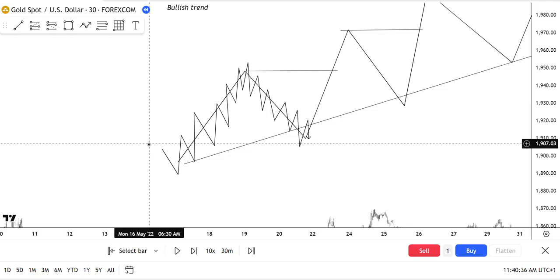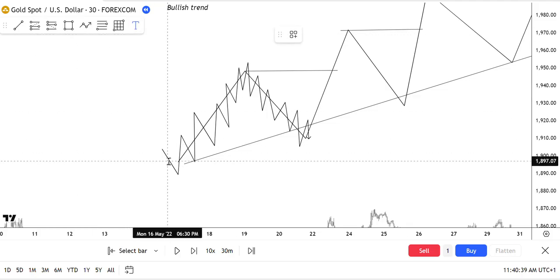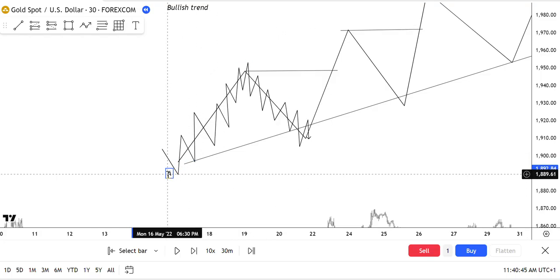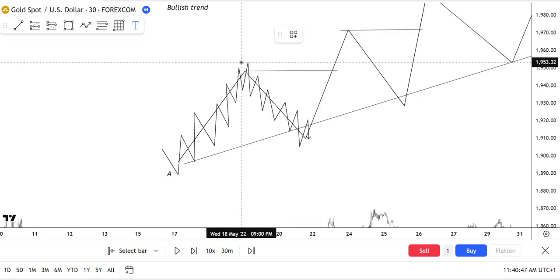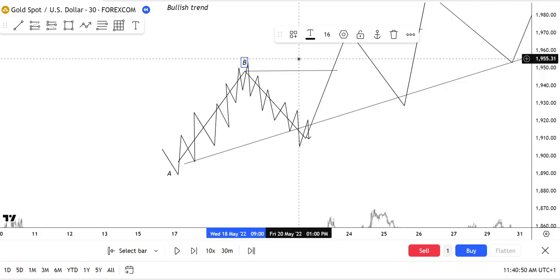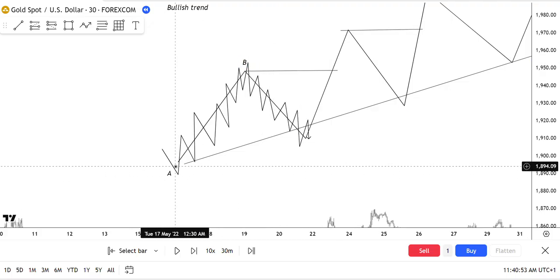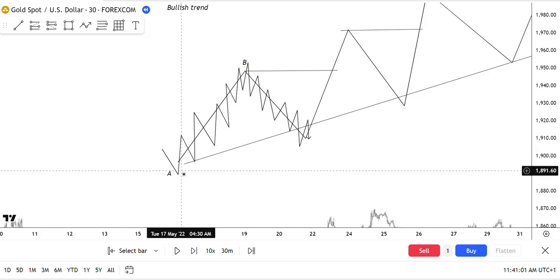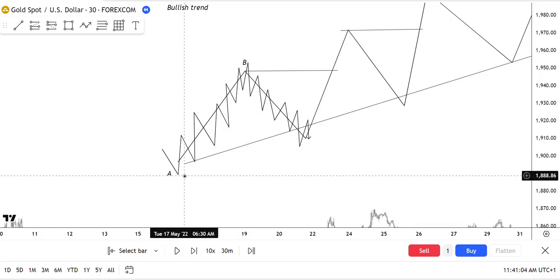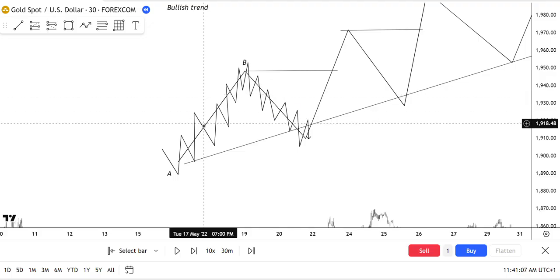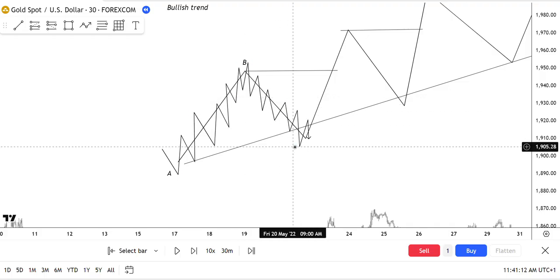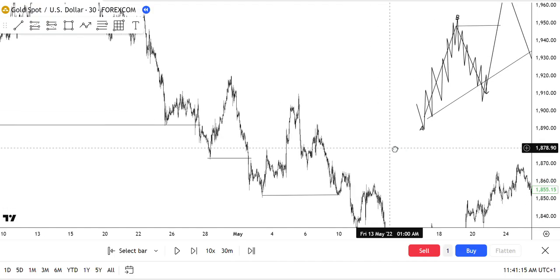So this particular one, from A to B, that is a swing leg. From here to here is a swing leg. And what happens in the swing leg? We have price moving from one high to another high to another high, to another high, or from one low to another low to another low. Now let me show you an example of what I'm saying.